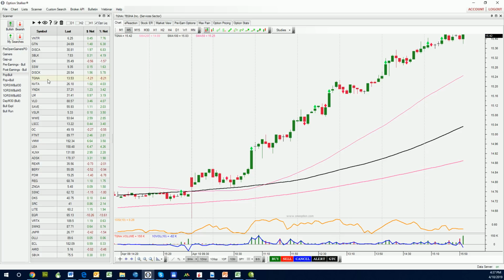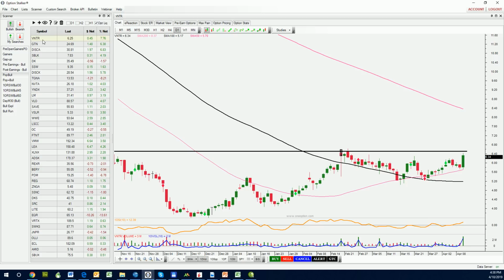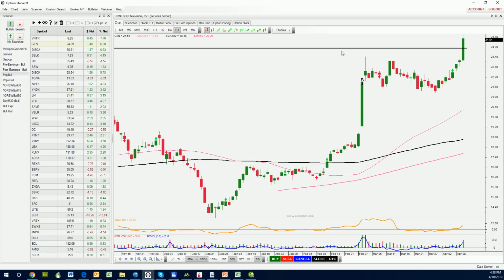So I'm not going to highlight these stocks. I'm just going to mention them. So I'm not going to review them next week, but I would like TGNA, and I believe the other stock was VNTR. I really like this. No, wasn't that one? It was GTN. Really like this one. And this one is my favorite out of the two.